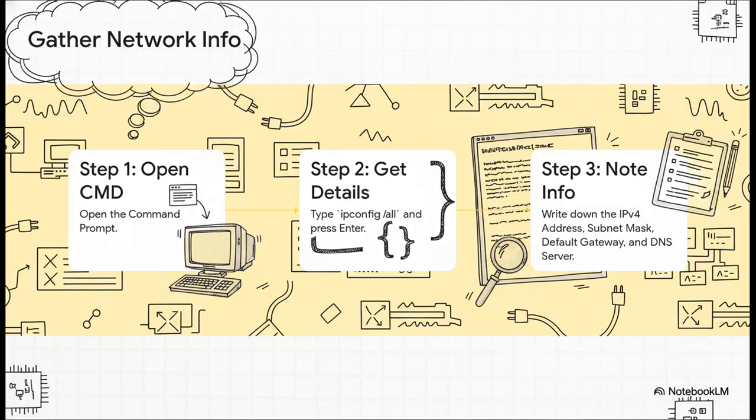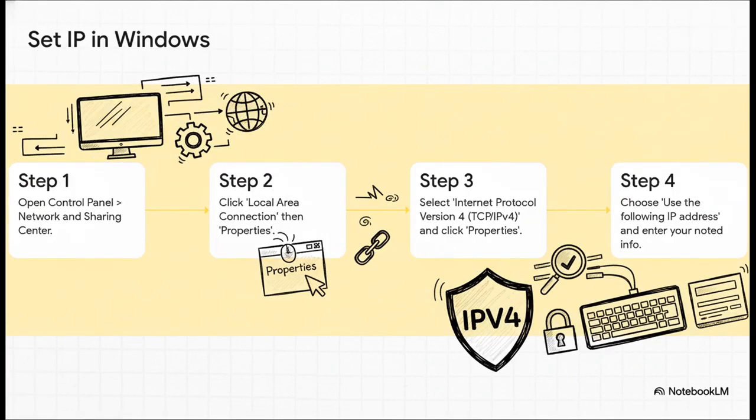Okay, so for this method, we do need to do a tiny bit of prep work. And yep, we're going right back to the command prompt, but just for a second. Type in ipconfig /all. This gives you a bunch of info, but you only need to write down 4 things. The IPv4 address, which is its current address, the subnet mask, which kind of defines your local network neighborhood, the default gateway, which is your router's address, the exit to the internet, and finally your DNS server, which is basically the internet's phone book.